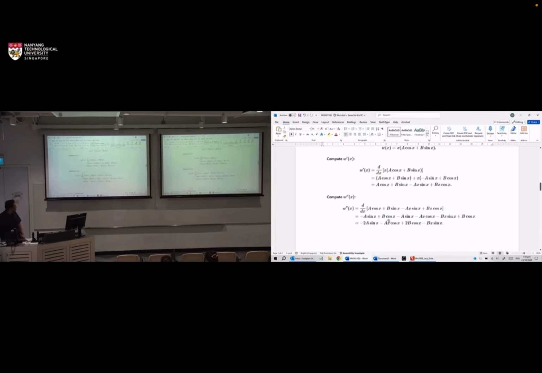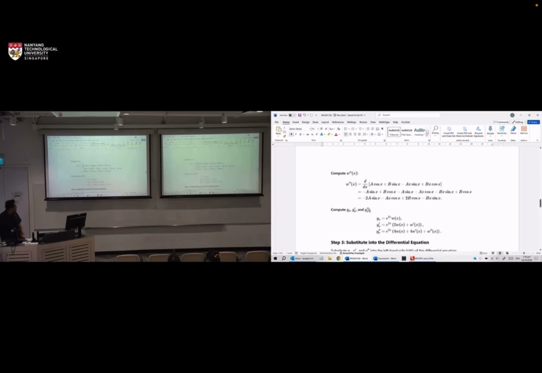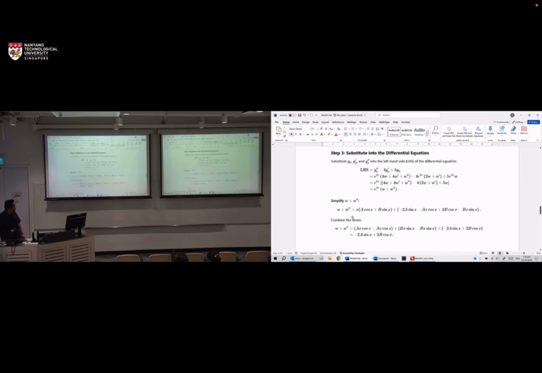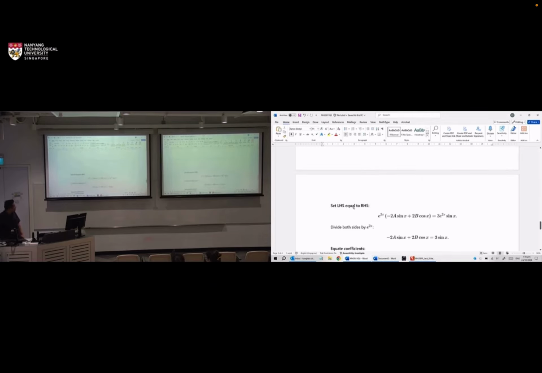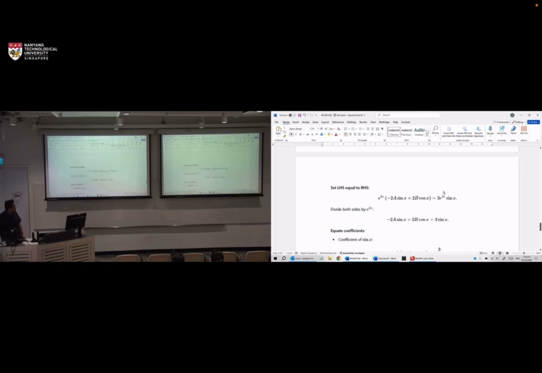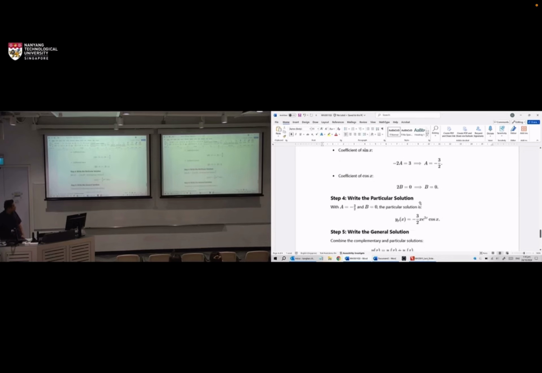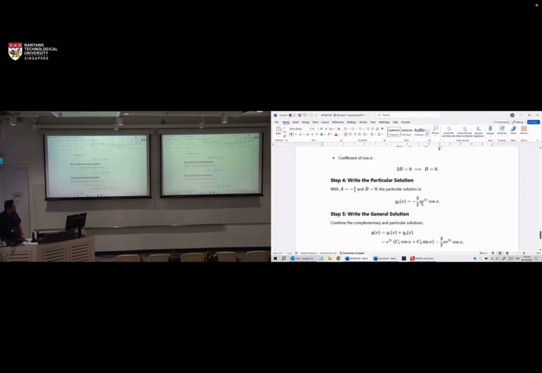He calculates all this, then he substitutes inside the differential equation and compares the coefficients, because left hand side must be equal to the right hand side. He gets A is negative 3 over 2, B is 0. Because one of the terms gives you 0, the y particular solution is this.